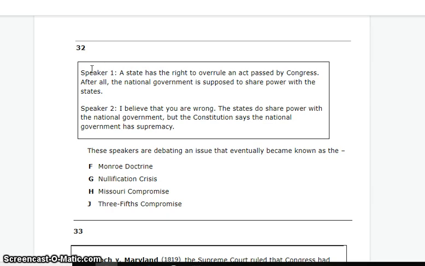32. Speaker 1: A state has the right to overrule an act passed by Congress. After all, the national government is supposed to share power with the states. Speaker 2: I believe that you are wrong. The states do share power with the national government, but the Constitution says the national government has supremacy. These speakers are debating the issue that eventually became known as: Monroe Doctrine, Nullification Crisis, Missouri Compromise, 3/5 Compromise.